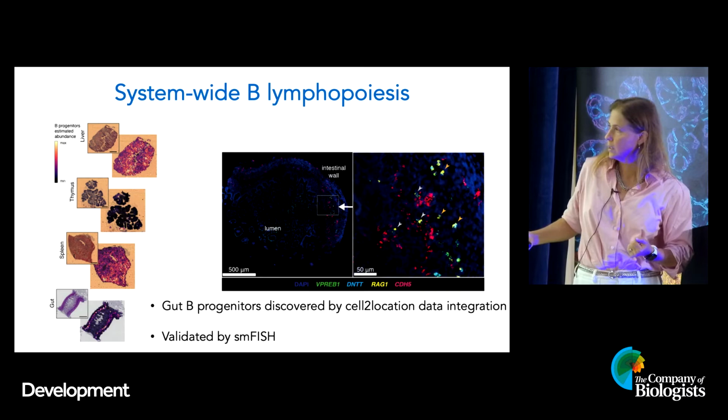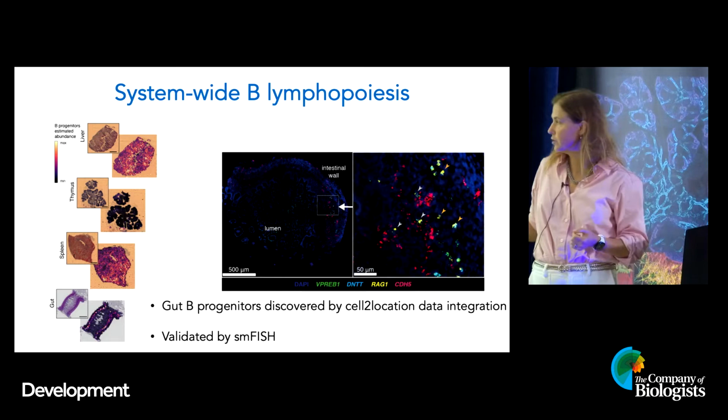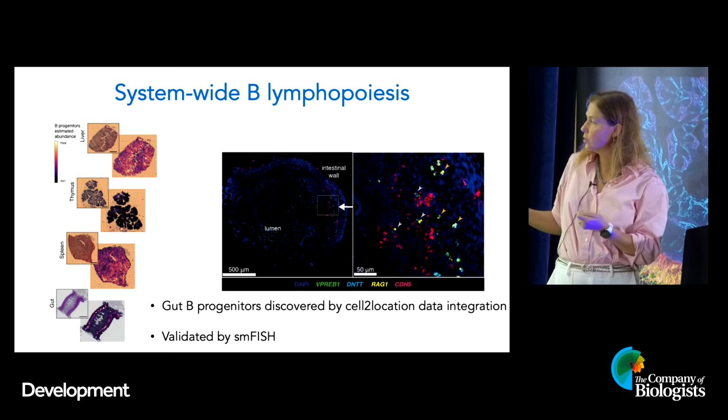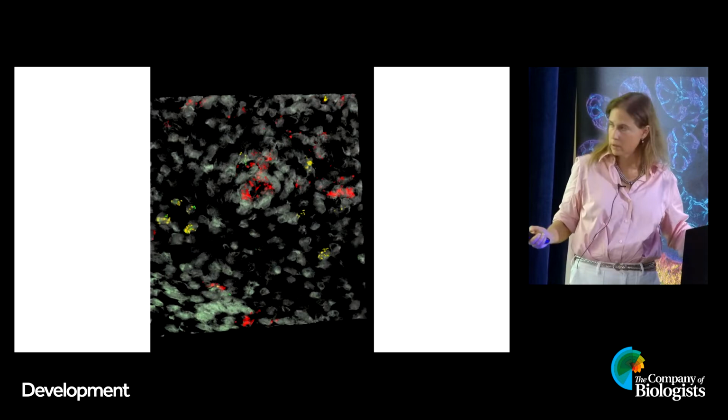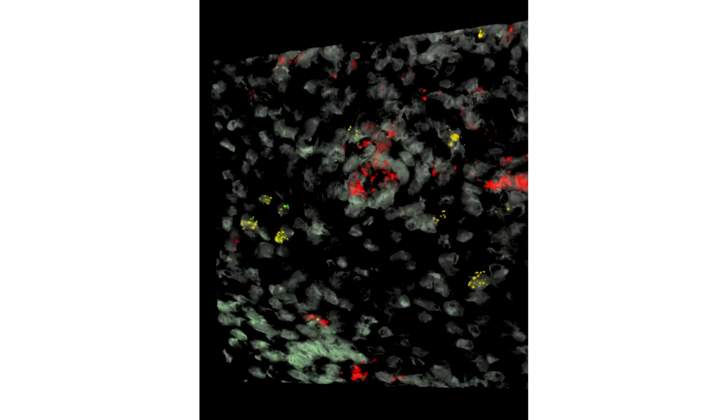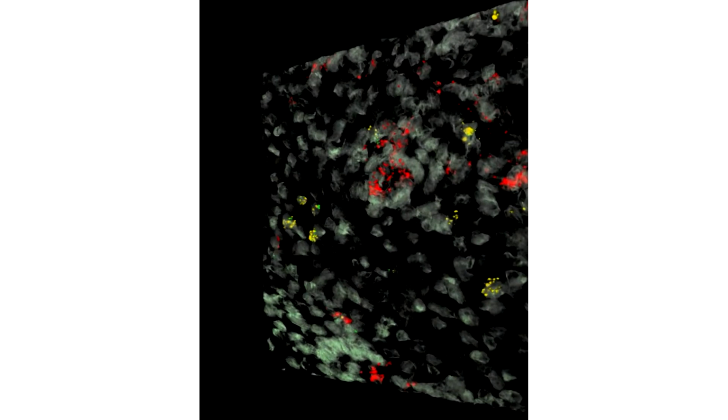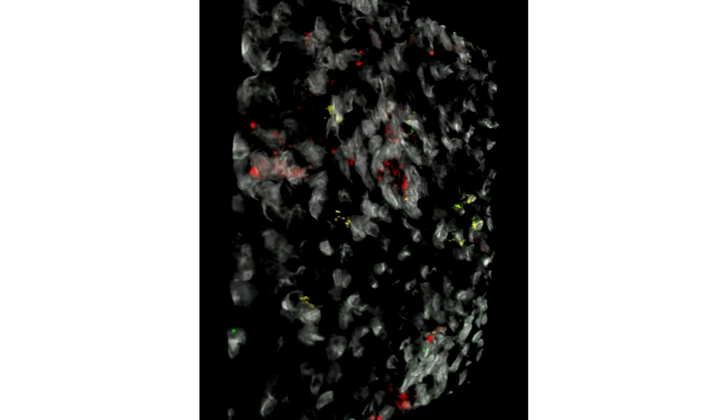We validated it by FISH, which is what you're seeing here, where you're seeing RAG and DNTT enzymes in gut tissue sitting outside of the vasculature in two dimensions, and then seeing this in a tissue section as well. So it's not just an artifact of a particular plane, but these are B cells that are developing in the gut tissue, not in the vessels.